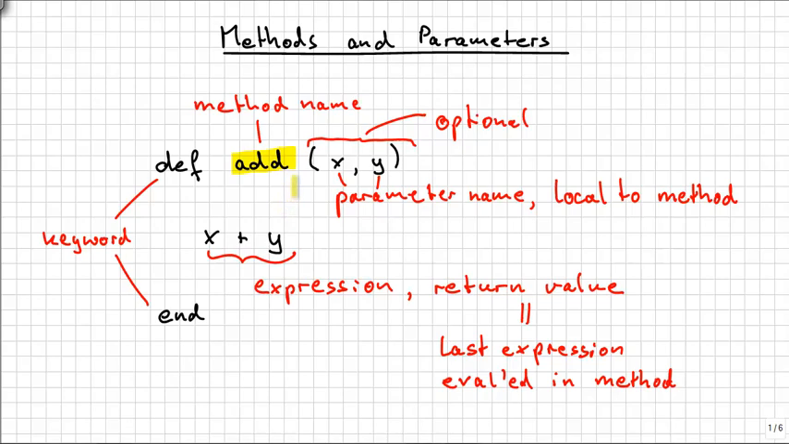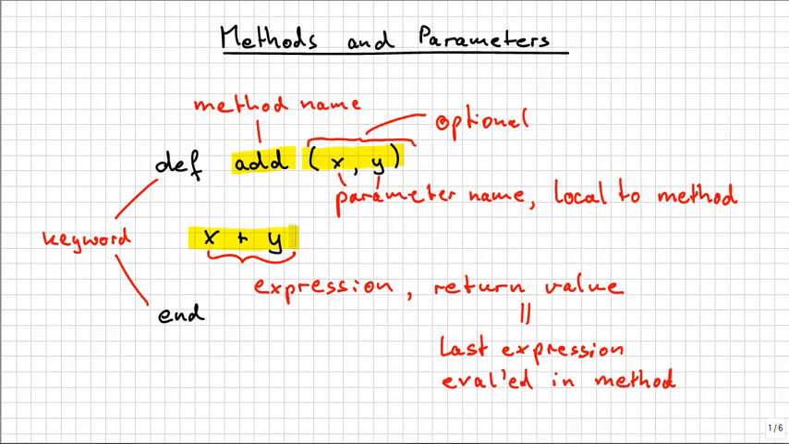So if the method accepts any parameters, they are given in a parameter list framed by the opening and closing parentheses here. And the parameters are local variables to the method. Now inside the method's body, we have a sequence of expressions, and in this particular case, it's only one expression. I'm adding the values of x and y, the two parameters I have defined for the add method.